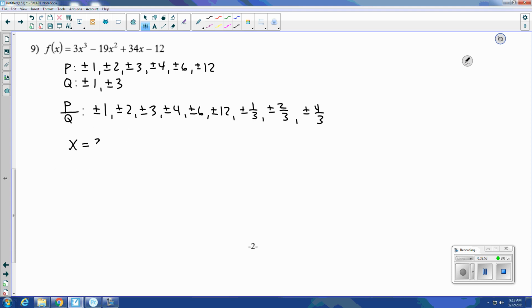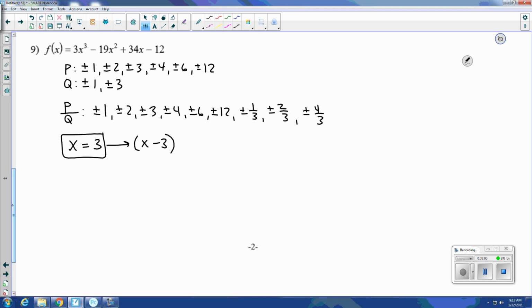So we're going to write down our first solution, x equals 3. From this, we generate the factor, which is x minus 3. Now let's carry out the division.